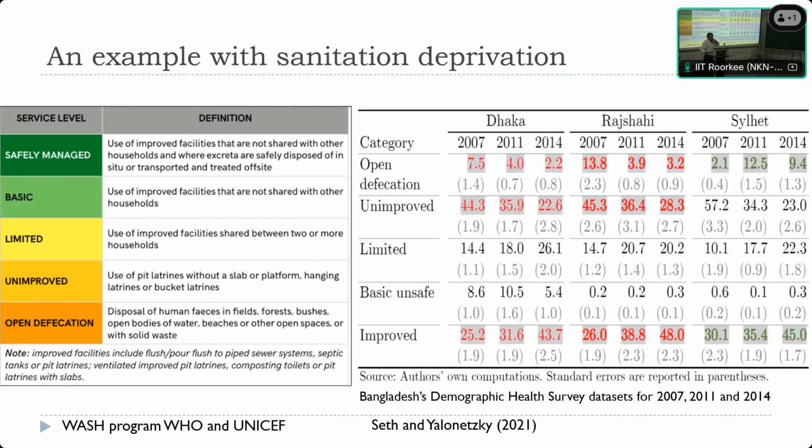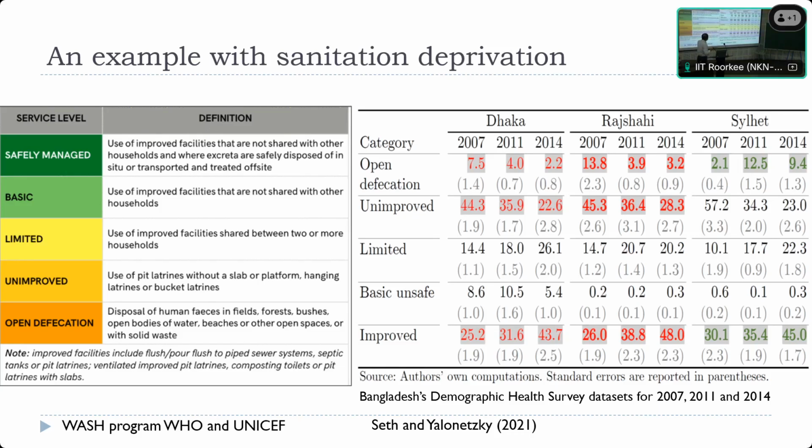And this is some data from the Bangladesh Demographic Health Survey for 2007, 2011, and 2014. So what I will be discussing today, the methodology, the technique, the example, they are available from a paper that we published in 2021 in the World Bank Economic Review. So again, if you just type the last name, you should be able to find it. If you do not find it, just let me know. I'll be happy to share it.